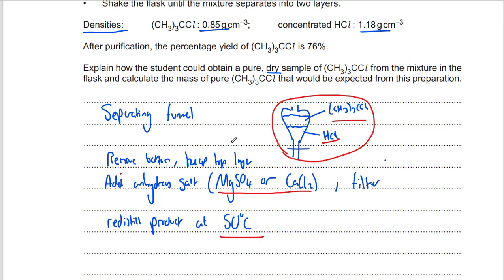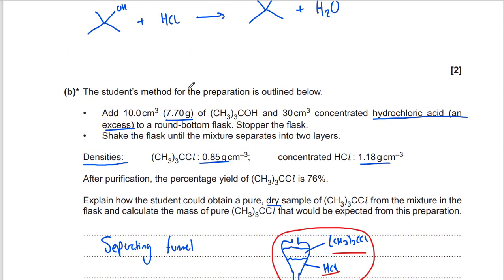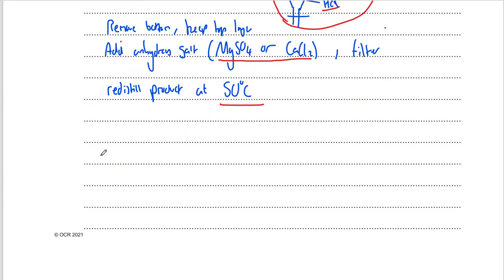So we're told we've got, I think somewhere up here, 7.7 grams of our starting material. Now, it tells us that the hydrochloric acid is in excess, so we can ignore it. We've got 7.7 grams of our starting material, (CH3)3COH. So let's work out the moles of that first. Number of moles: 7.70 over the molar mass of that, which is 74, and that gives us 0.10405 moles.